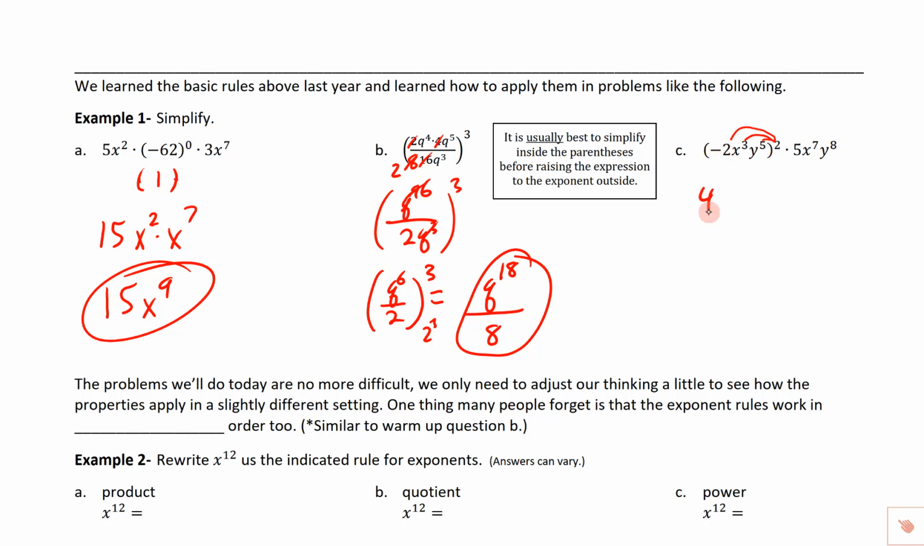2 2's, that's going to make a 4 when we multiply them together. Power raised to a power, so that's going to be x to the 6th. Another power raised to a power, that's going to be y to the 10th. And then we've got times 5x to the 7th, and then y to the 8th.